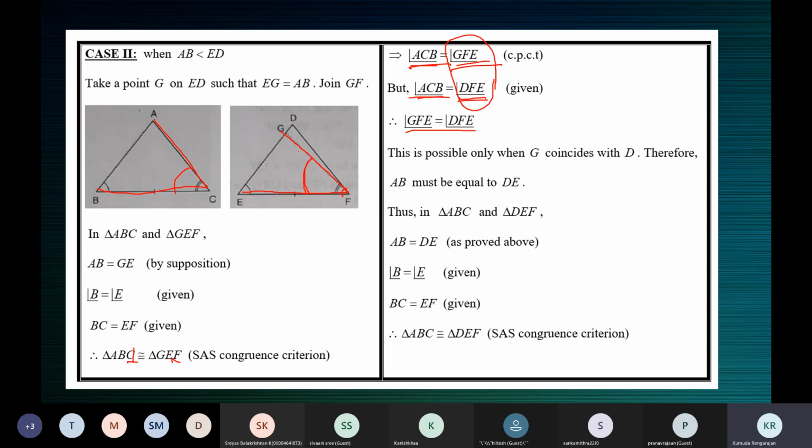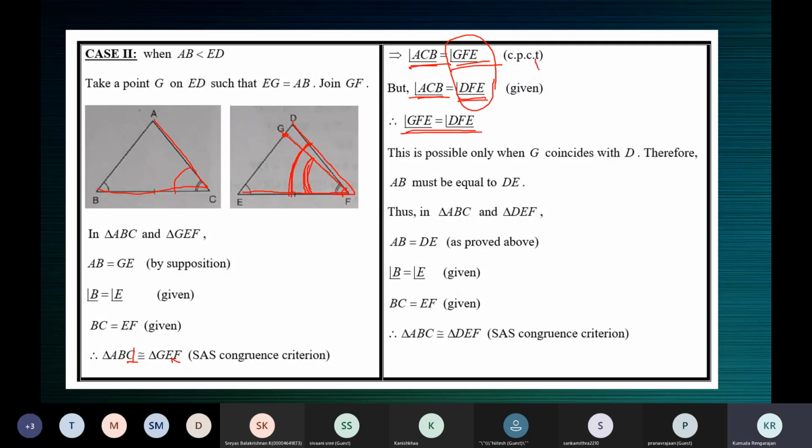GFE, DFE, how can they be equal? GFE is this one. DFE is this one, with a little extra. This is DFE. This is GFE. And they have to be equal. They can be equal only when the points G and D coincide. How can these two angles be equal? We have got the result that they are equal.